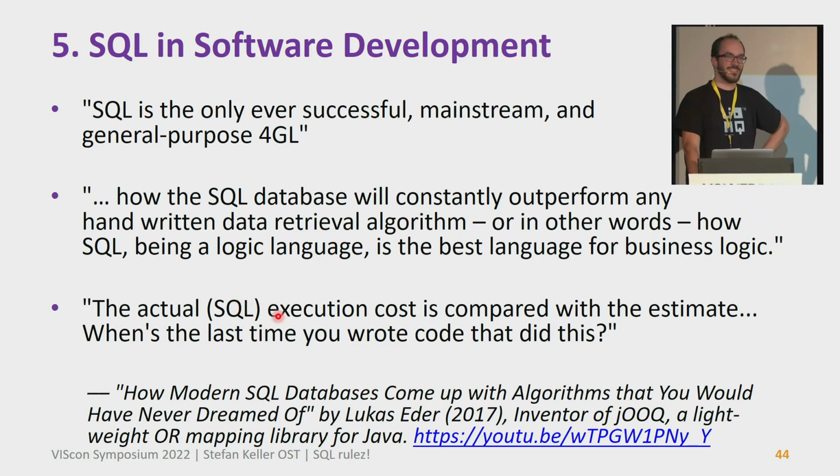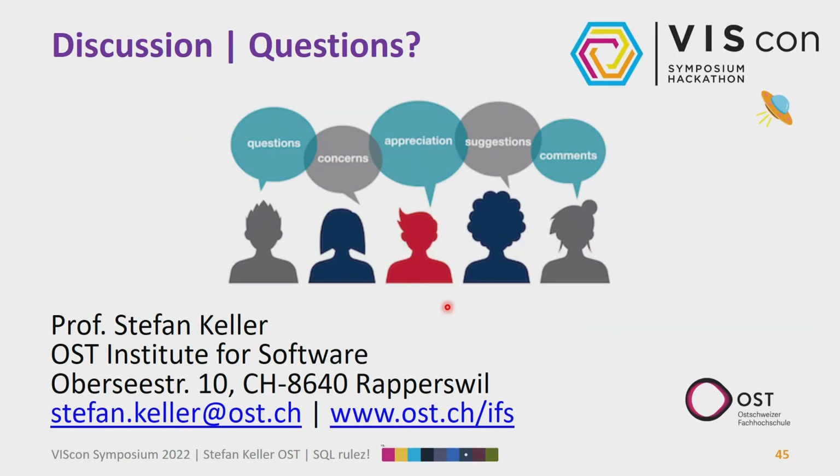When was the last time you wrote Java code where you thought about another execution plan for your Java code? I doubt you ever changed your implementation and offered two implementations of the same retrieval. So that's the argument: sometimes with databases you have one page of SQL which is shorter and faster. That's it from my side. So I hope there is some time for discussions or questions.